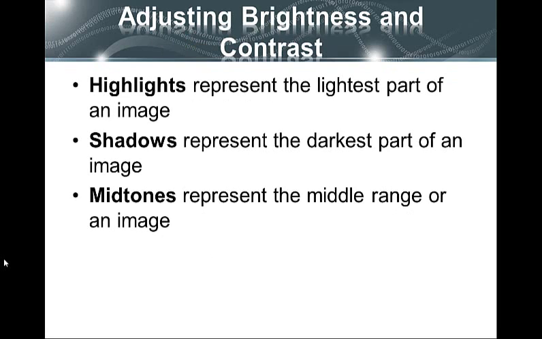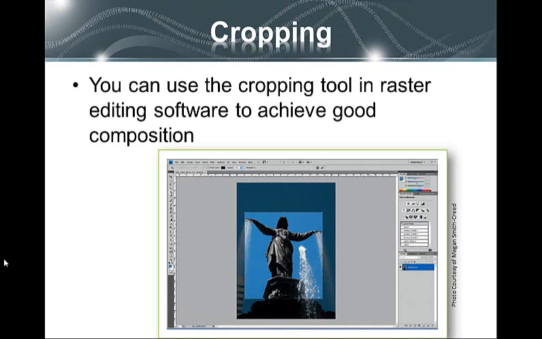Highlights represent the lightest part of an image, shadows represent the darkest part, and midtones represent the middle range. Adjusting the levels of any of these three areas can dramatically improve your picture. You can use the cropping tool in raster editing software to achieve a good composition.